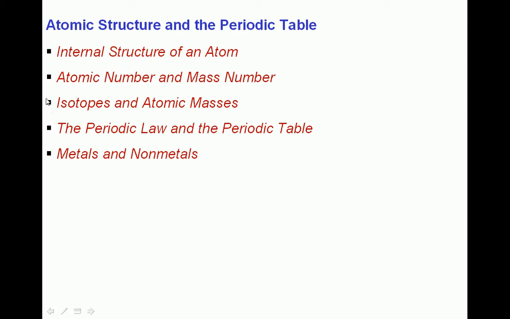So the understanding of the structure of atoms and the qualities of atoms gives rise to the modern periodic table, which was based upon the observations of Mendeleev and his observation of the periodic law, and then that is encapsulated in the periodic table. We'll then look at how elements can be grouped within the periodic table into characteristics of metals and non-metals.